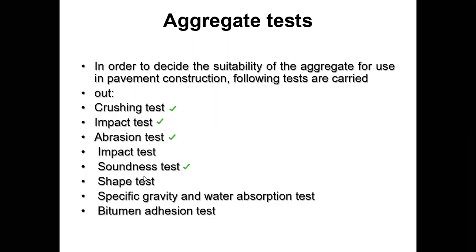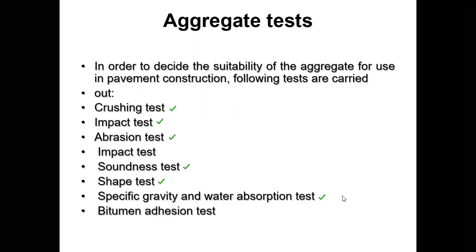Next, we are going for the shape test. As already told, flaky and elongated materials are not good for road construction, especially in the top layers, because these elongated and flaky materials don't carry more load. Once the load is increased, these materials will get crushed, and the strength and stability of the layer will be compromised. So that's why the shape test has to be conducted, to know what percentage of flaky and elongated materials are present in the aggregate you are going to use for the construction. The next is the specific gravity and water absorption test.